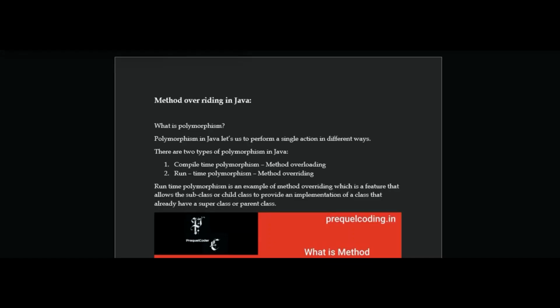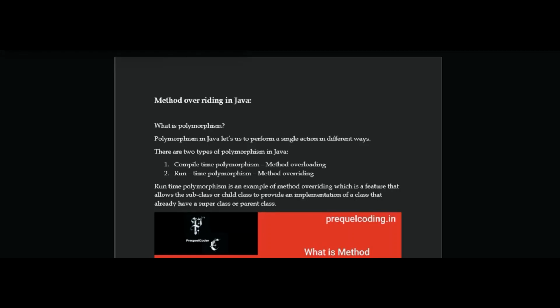Before introducing to you the concept of method overriding, I would like to introduce to you the concept of polymorphism and its types in brief. So what is polymorphism? Polymorphism in Java lets us perform a single action in different ways. If we have a parent class and we have to declare it in multiple subclasses, then we can do it with the feature of polymorphism. So let us dive into its types.